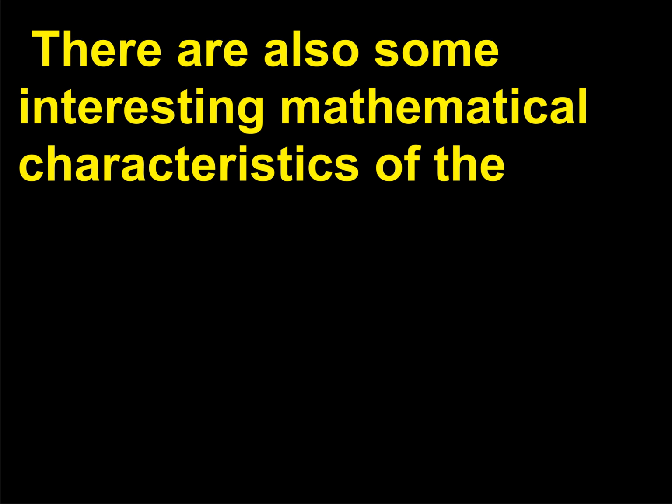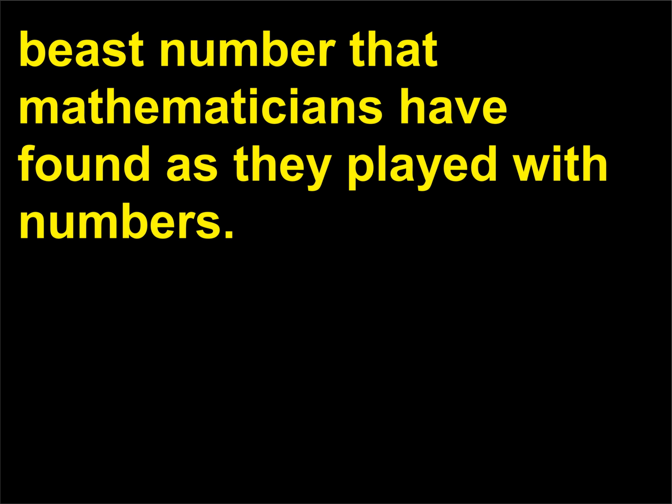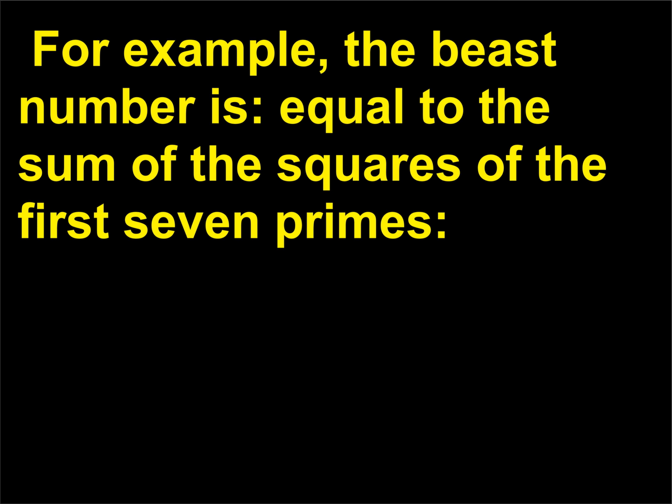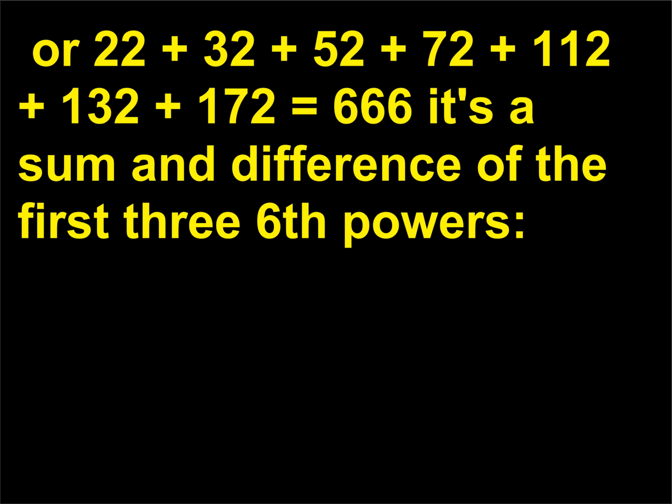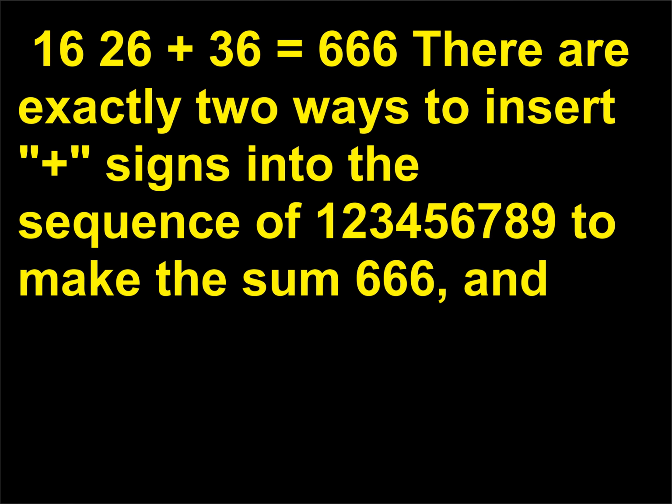There are also some interesting mathematical characteristics of the beast number that mathematicians have found as they played with numbers. For example, the beast number is equal to the sum of the squares of the first 7 primes, or 2² + 3² + 5² + 7² + 11² + 13² + 17² equals 666. It's a sum and difference of the first 3 sixth powers: 1⁶ - 2⁶ + 3⁶ equals 666.